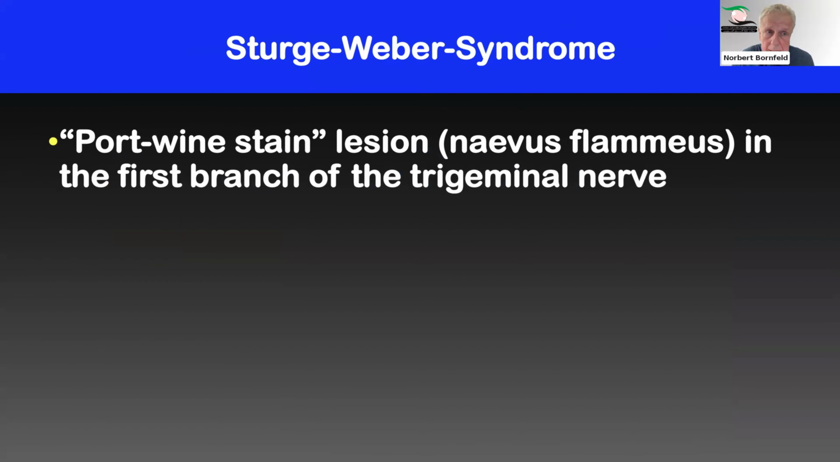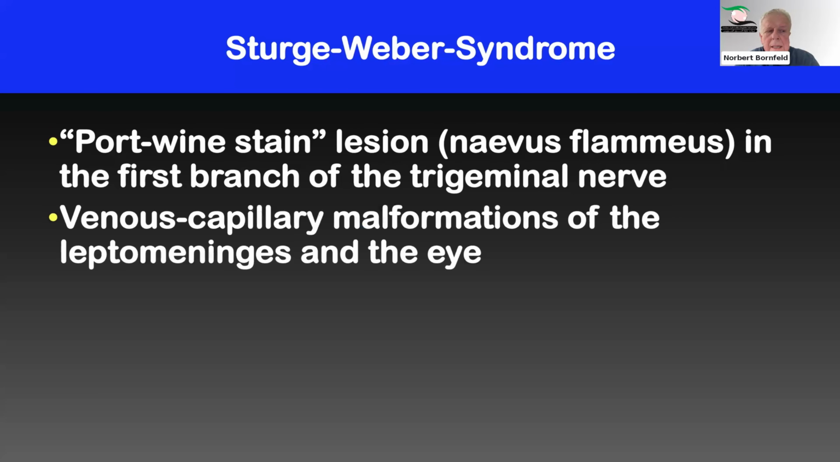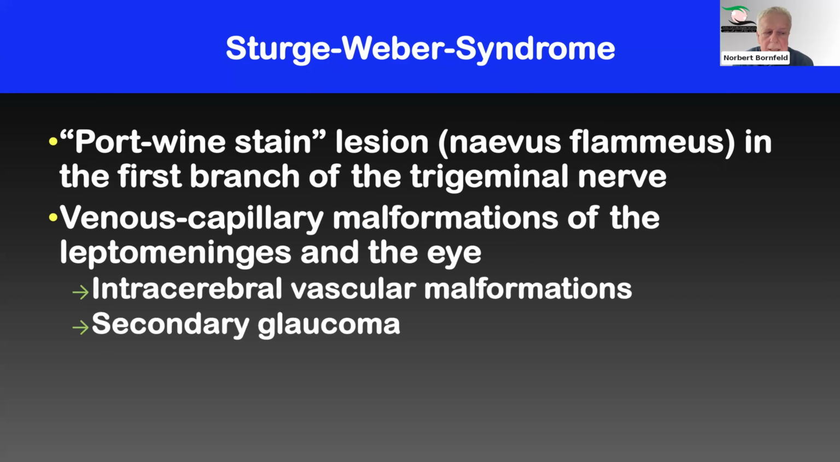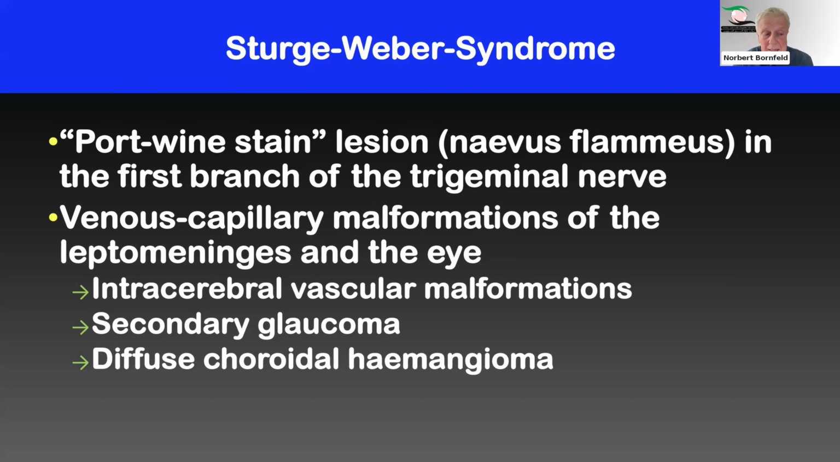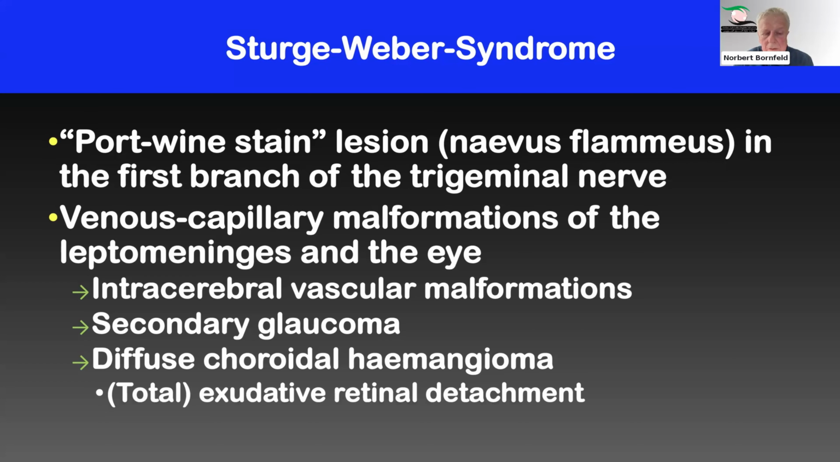hemangioma. Hemangiomas, as you probably know, may be associated with Sturge-Weber syndrome, and that is what now is called a port wine stain lesion, which is addressing the Nevus flammeus. It's all located in the first branch of the trigeminal nerve. And these are considered to be a venous capillary malformation of the leptomeninx and the eye. And with intracerebral vascular malformations, a very bad secondary glaucoma, which is very hard to treat, and a diffuse, non-circumscribed choroidal hemangioma with a total retinal detachment.